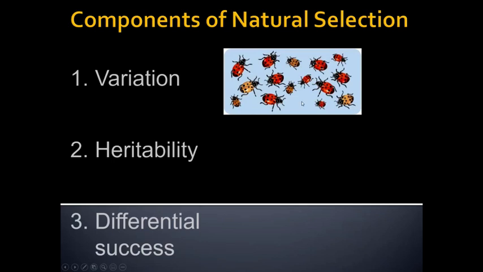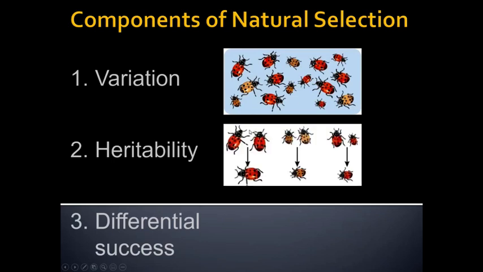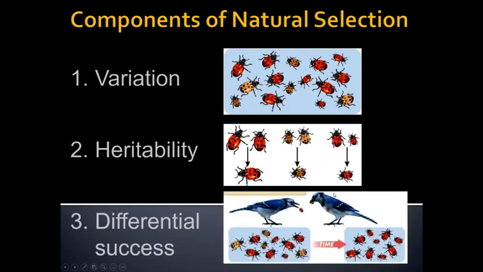Now, if this variability is not inherited, we still can't have natural selection. And there is some variability that is not inherited that's just caused by your environment. We'll look at an example, kind of a silly example, but one I think that illustrates the point in our next slide. And then finally, not only does this variability need to be inherited, but it needs to have some sort of an advantage-disadvantage continuum.